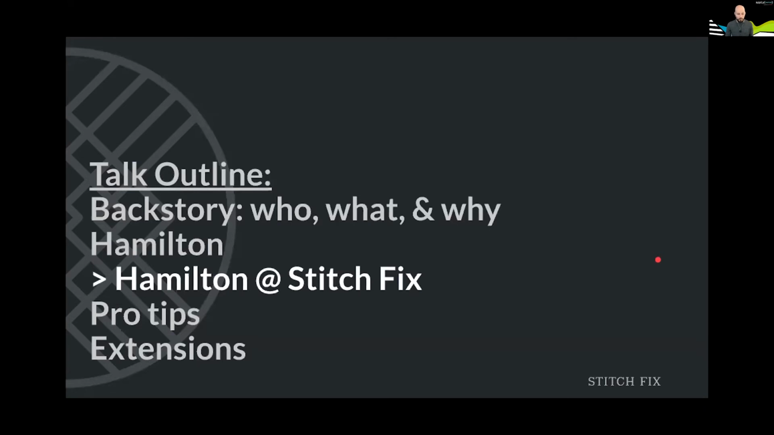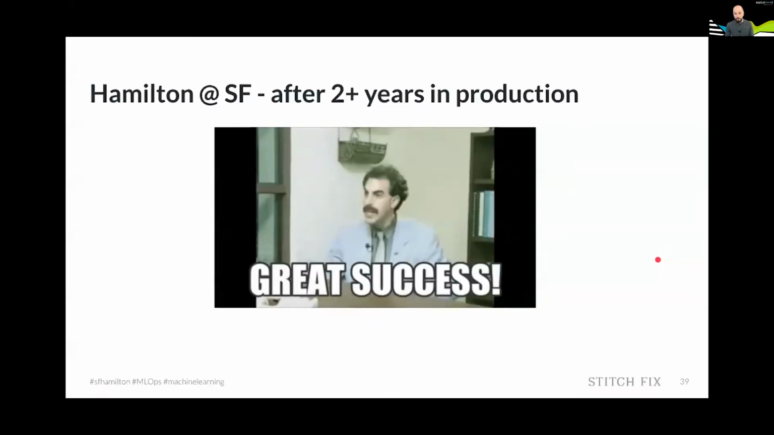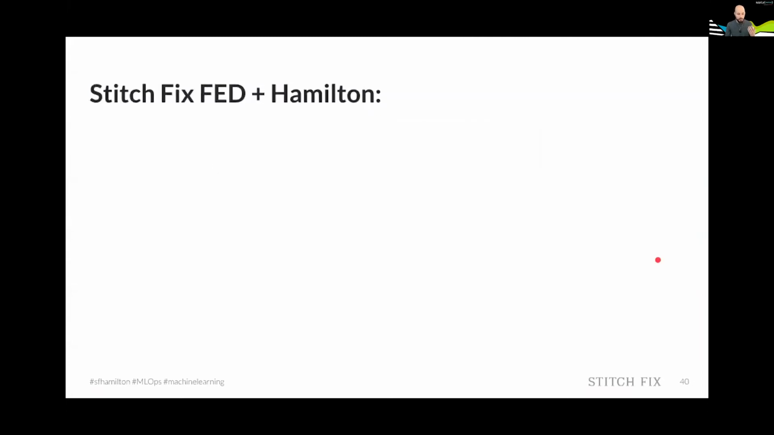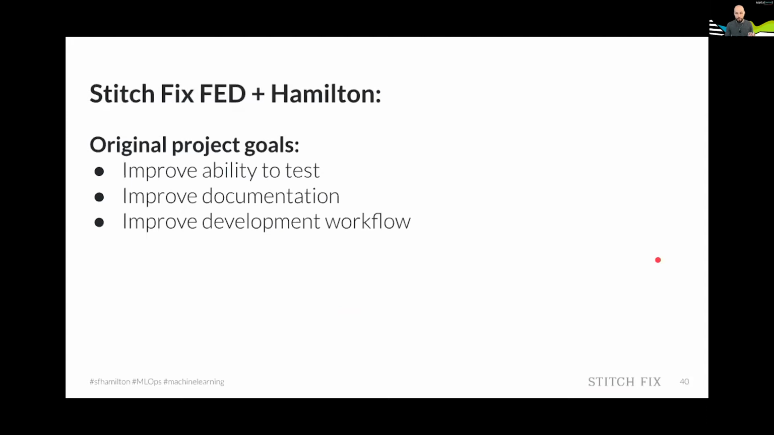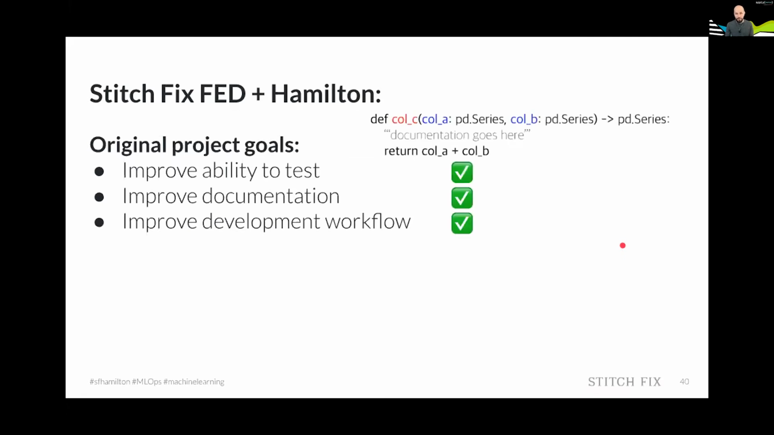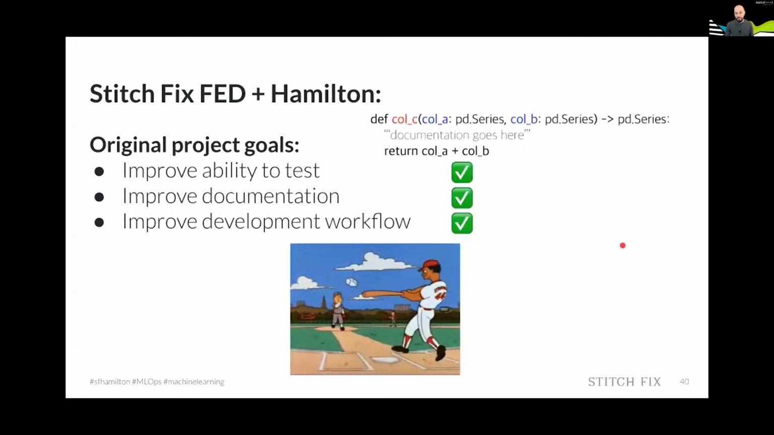So Hamilton at Stitch Fix. After 2 years in production, it's been very successful for us, especially for the Fed team. Specifically, when we started out, the Fed team really wanted a code base where they could test things very easily. They had good documentation and a good development workflow. And by rewriting their code base into these Hamilton functions, they got everything. And actually, I want to say we knocked it out of the park.